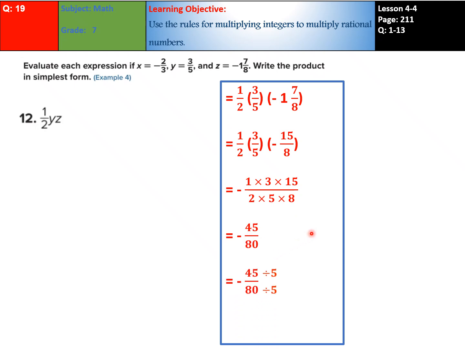Now you can divide both of them by 5. 45 divided by 5 gives us 9 and 80 divided by 5 gives us 16. Our numerator is less than the denominator, so we cannot simplify it anymore. So this is your answer.